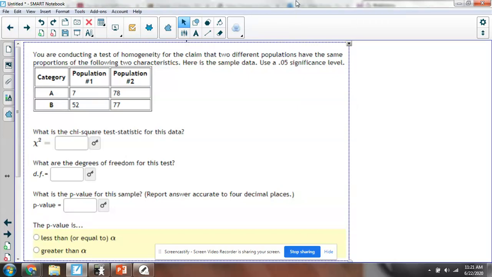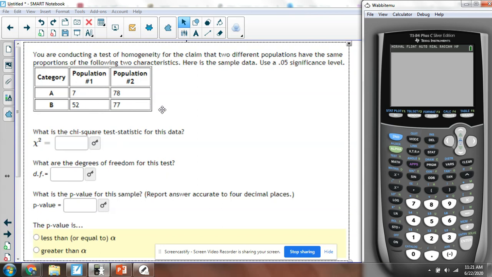All right, so it says we're conducting a test of homogeneity for the claim that two different populations have the same proportions of the following characteristics. So basically when we do the test for homogeneity, we're trying to see if the columns and the rows are independent or dependent of each other, okay?